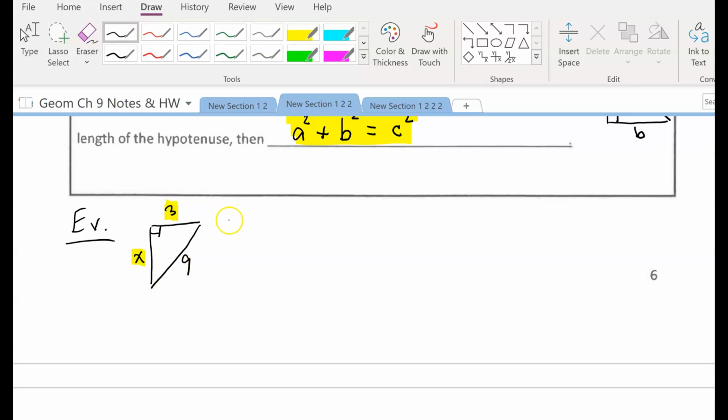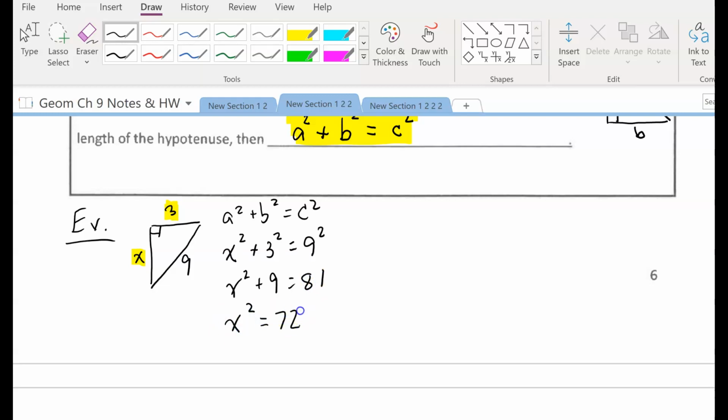So if we're using a squared plus b squared equals c squared, the a and the b are the legs, so that's the x and the 3. So I have x squared plus 3 squared is equal to, my hypotenuse is 9 squared. So that's x squared plus 9 is equal to 81. I'll subtract 9 from both sides, so x squared is equal to 72. And we'll take the square root of both sides. Square root of x squared, square root of 72. So x is the square root of 72.